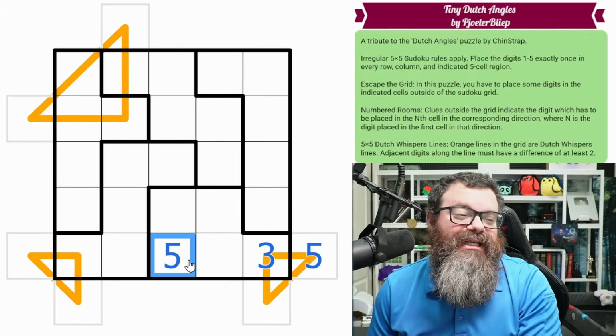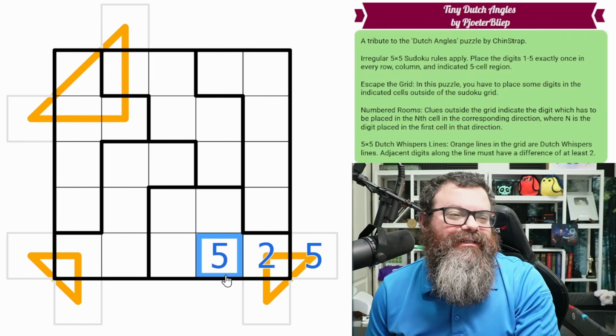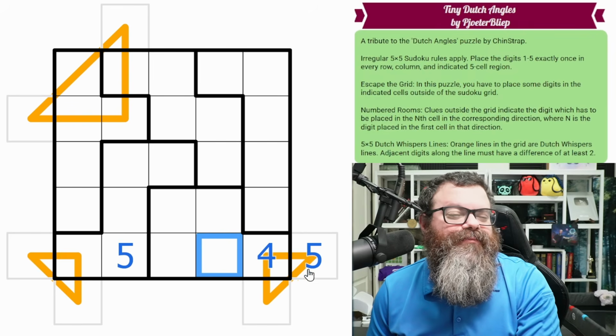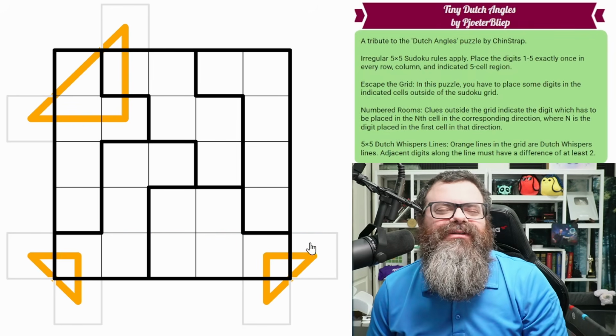If this was a 5, we'd place a 5 instead. If this was a 2, we'd place it here instead. If this was a 4, we'd place it here instead. So that's the outside clue numbered rooms.